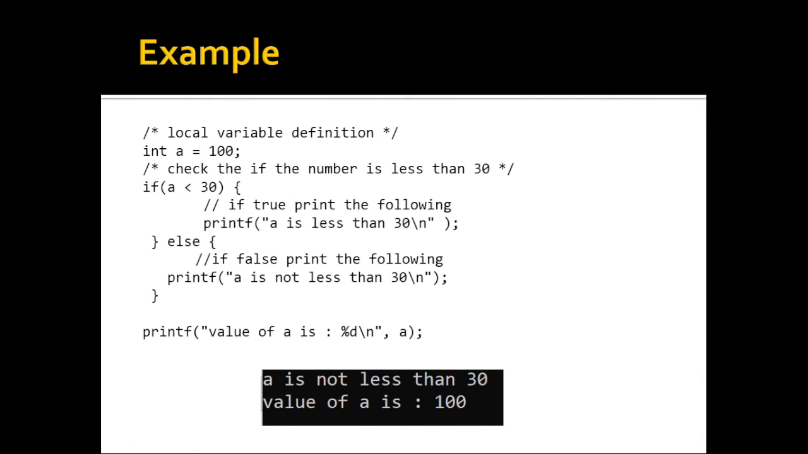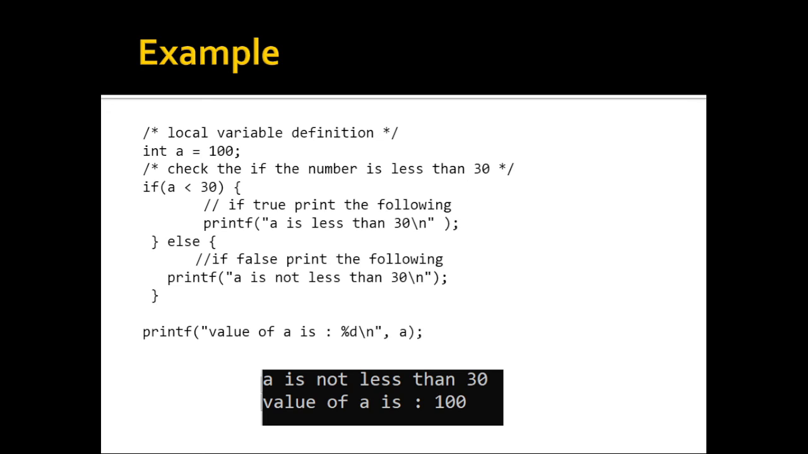Here, for the local variable definitions, we have integer a is equal to 100. Is a lesser than 30? No. So it will not do this, it will go to this part. It says here print a is not less than 30. And after that, it will do this. If you look at the output, it says a is not less than 30, because this one is false, and then it will do the statement after the if statement. Value of a is 100. So that's the output of this.